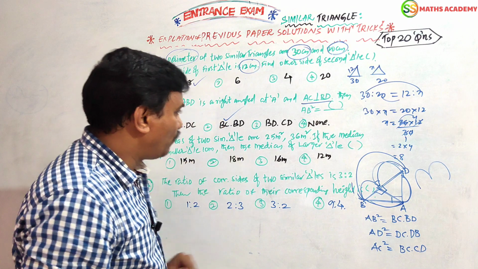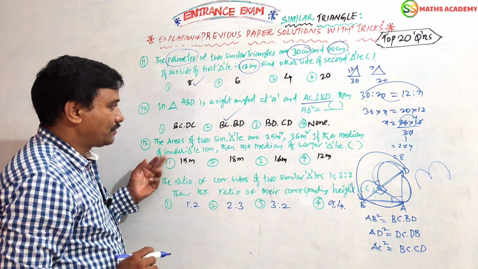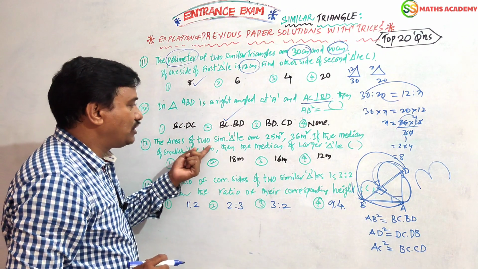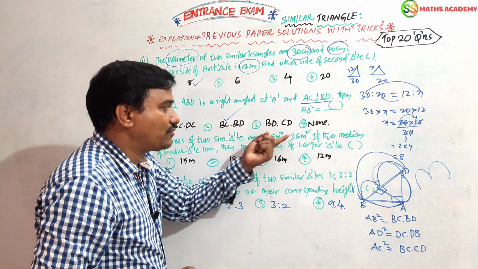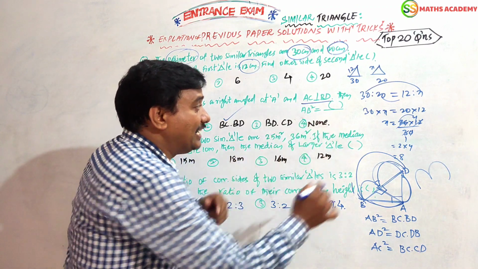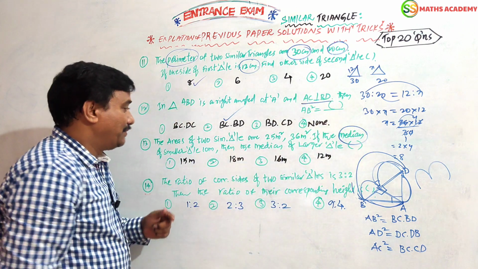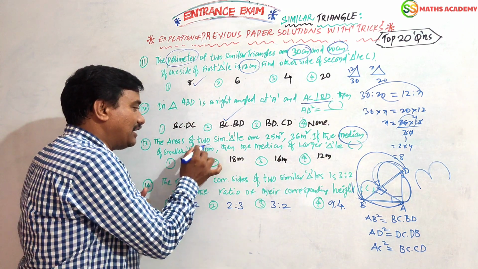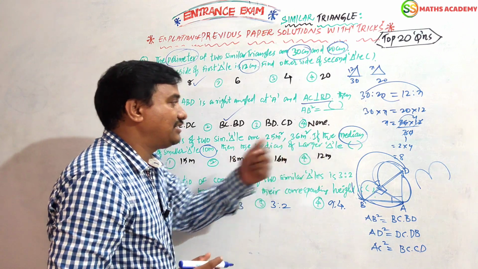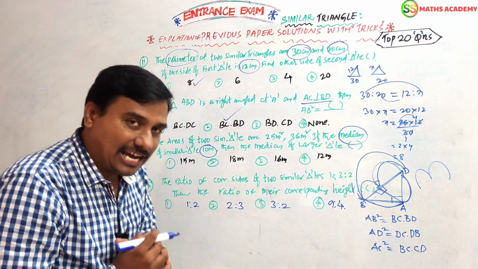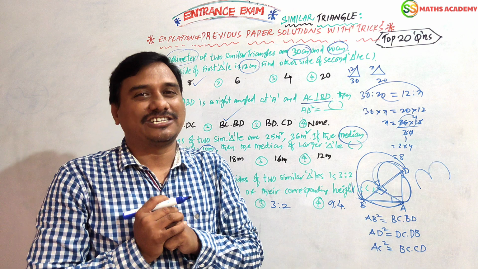Okay? Now one more interesting question. The areas of two similar triangles are 25 meter square and 36 meter square. If the median of the smaller triangle is 10 meters, then the median of the larger will be? I have to tell you here also one beautiful shortcut for you.